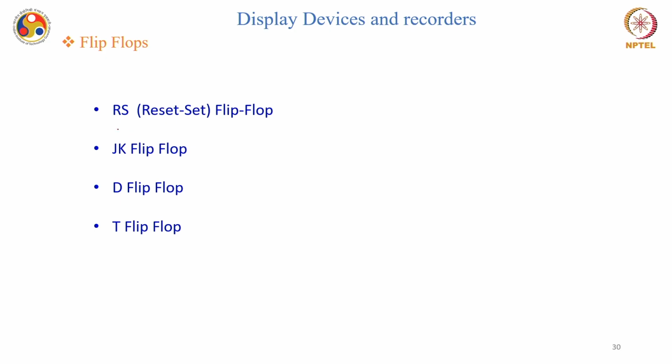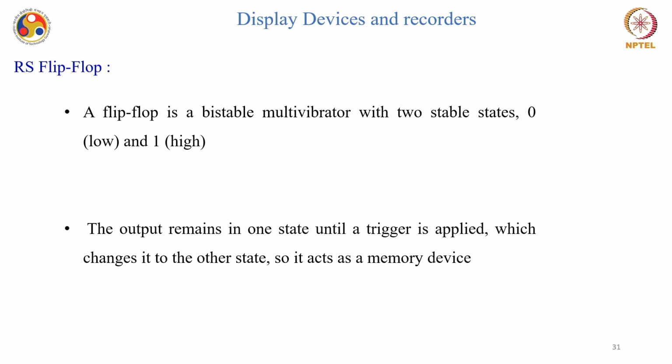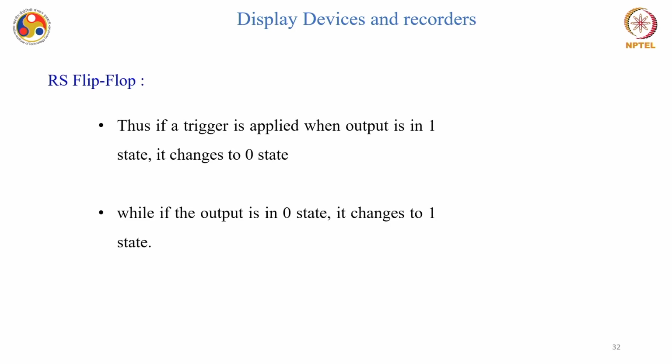Okay, there are different kinds of flip-flops. We have RS, or sometimes also called SR, reset-set flip-flops, JK flip-flops, D flip-flops, T flip-flops, and sometimes we also combine, we have RST flip-flops and all. A flip-flop, as the name suggests, is a bistable multivibrator with two stable states, either low or high. We call it 0 and 1. The output remains in one state until a trigger is applied which changes it to the other state. So basically it also acts as a memory device.